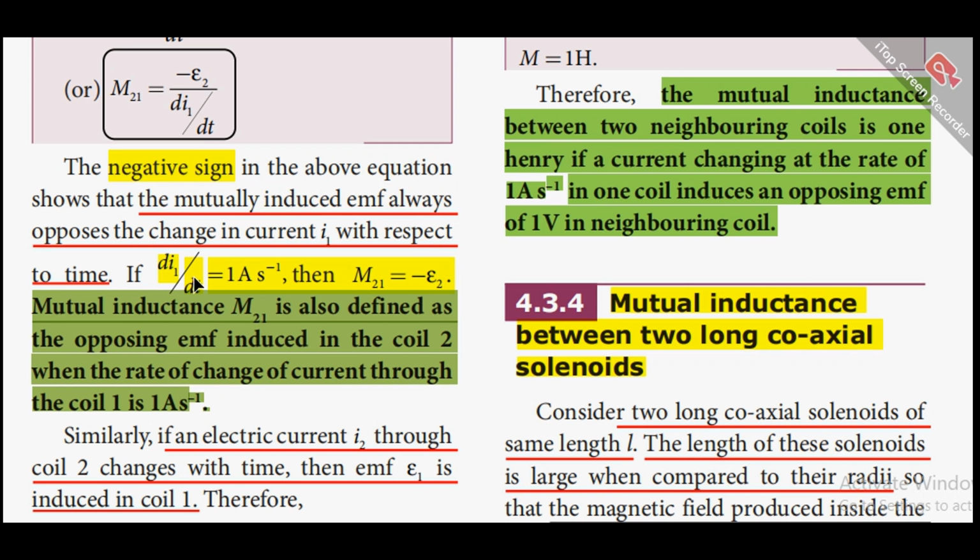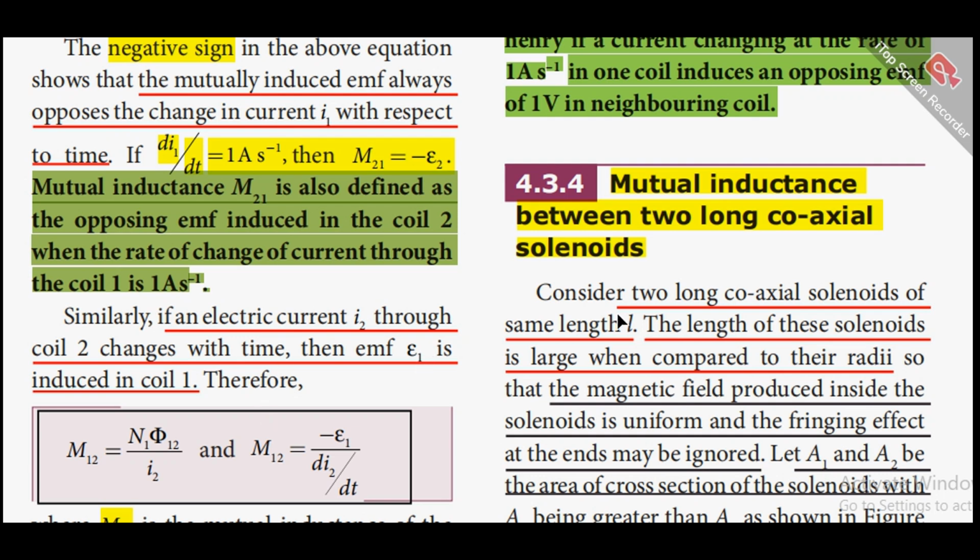If the rate of change of current I1 with respect to time is 1 ampere per second, then the mutual inductance of the second coil with respect to the first coil, M21, is given by minus E2. So the mutual inductance M21 can also be defined as the opposing EMF induced in the second coil when the rate of change of current through the first coil is 1 ampere per second.